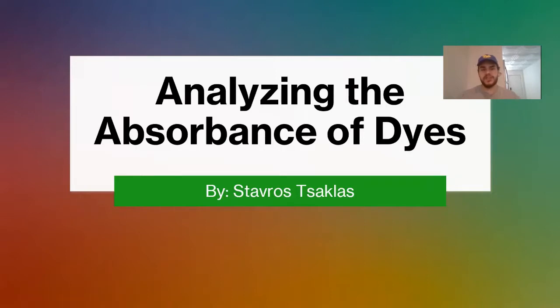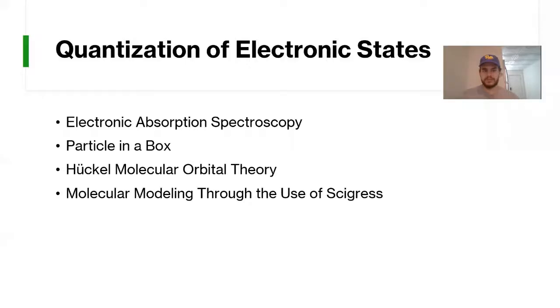Hi, I'm Stavros Tsaklas. In this lab, we will be analyzing the absorbance of 4 different cyanine-containing dyes. We use electronic absorption spectroscopy to characterize the difference in 4 cyanine-containing dyes with differing lengths of conjugated chains. An absorption spectrum is obtained for these 4 dyes, and the wavelength of maximum absorption is used as the key determinant of the energy difference between ground state and excited state.